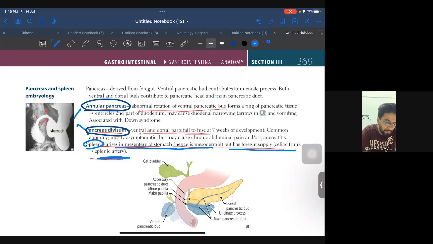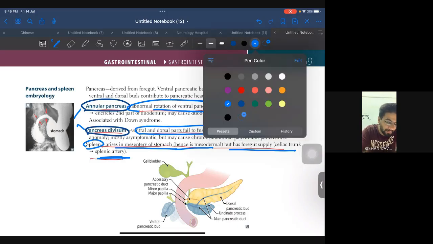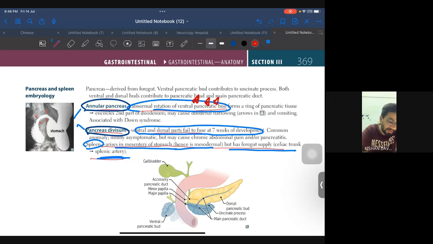Annular pancreas is an abnormal rotation of the ventral pancreatic bud, whereas pancreas divisum is when the ventral and dorsal parts fail to fuse at 7 weeks of development. This is a mechanism that you need to remember. What is actually happening? Okay, so here what will happen? It forms a ring of pancreatic tissue and circles the second part of the duodenum. The second part of the duodenum will be encircled over here. Okay, so see, ये duodenum है और इधर आजू बाजू pancreas पूरा encircle कर रहा है.